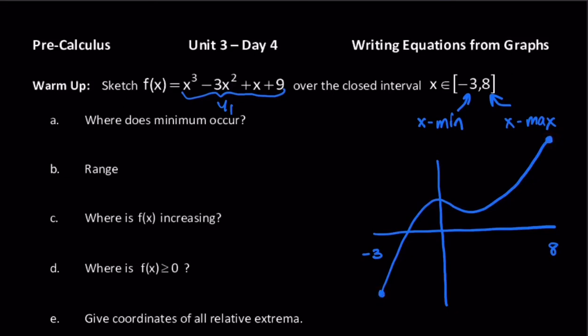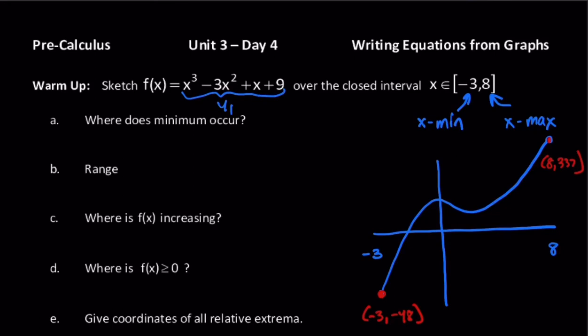So what I would do first is go to my calculator, go to second table to get this coordinate right here. That was negative 3, negative 48 as I'm looking at my table. And this one up here is 8, 337. 8 comma 337.